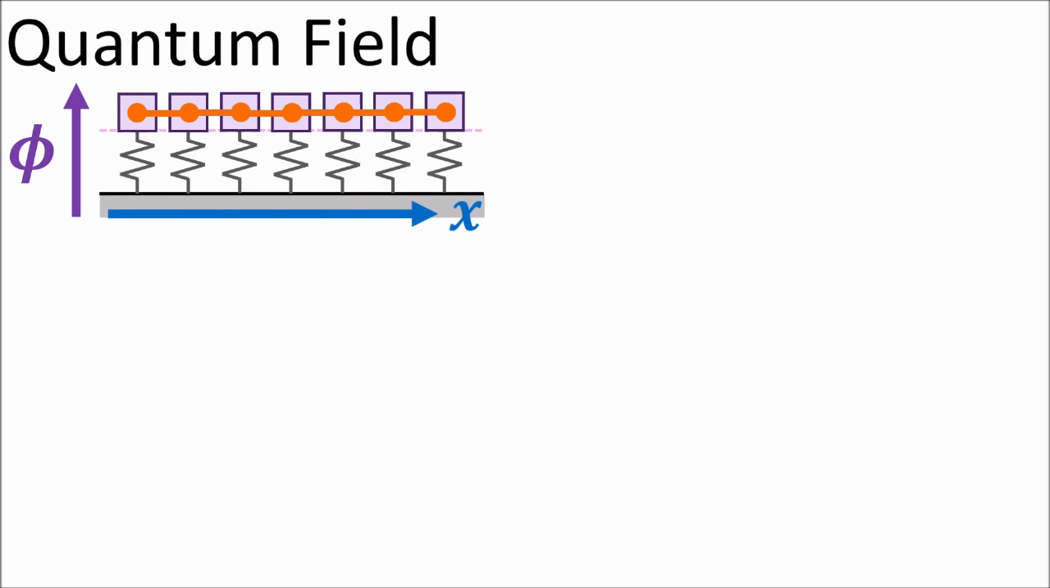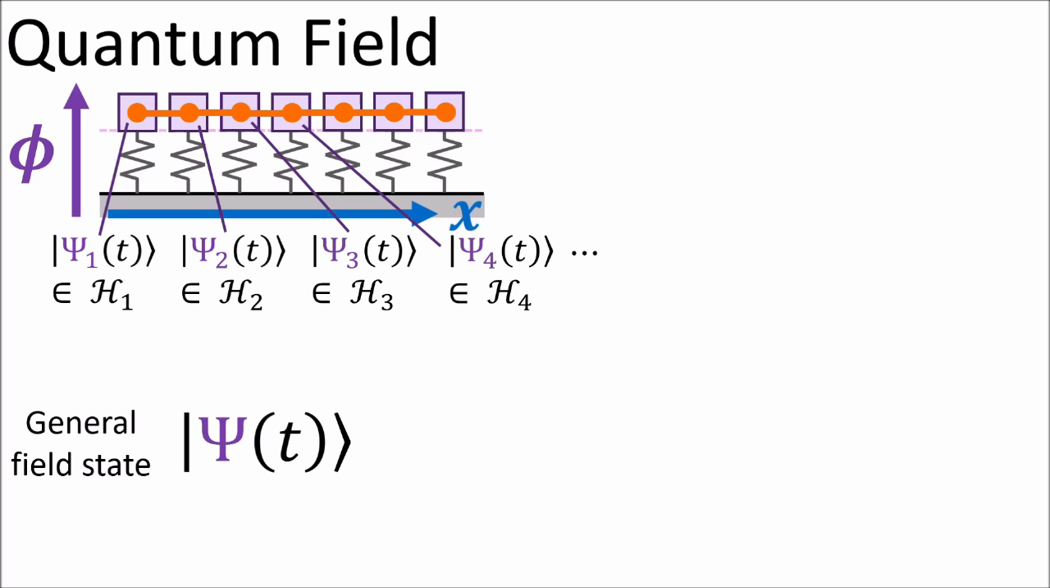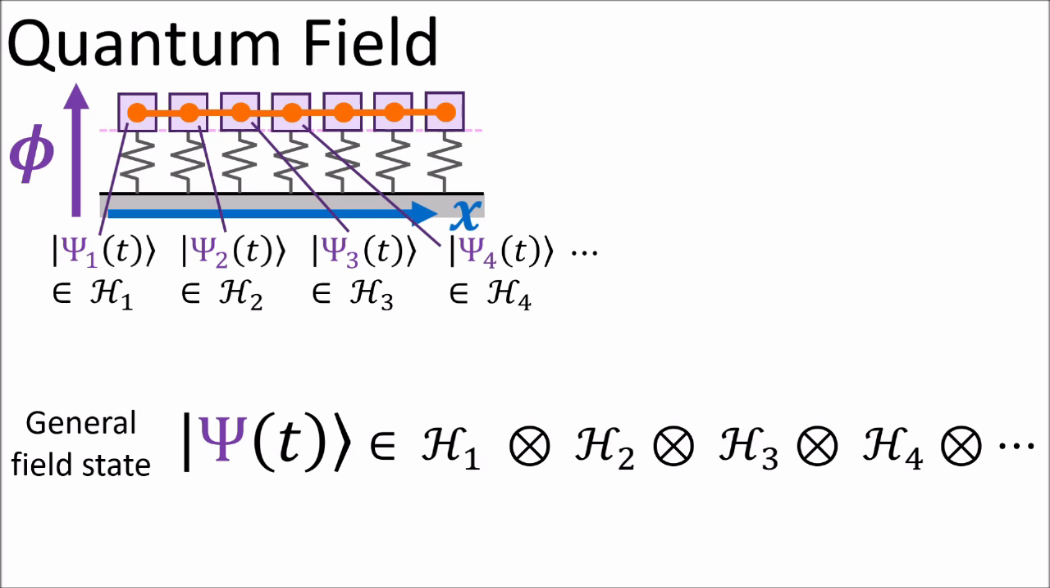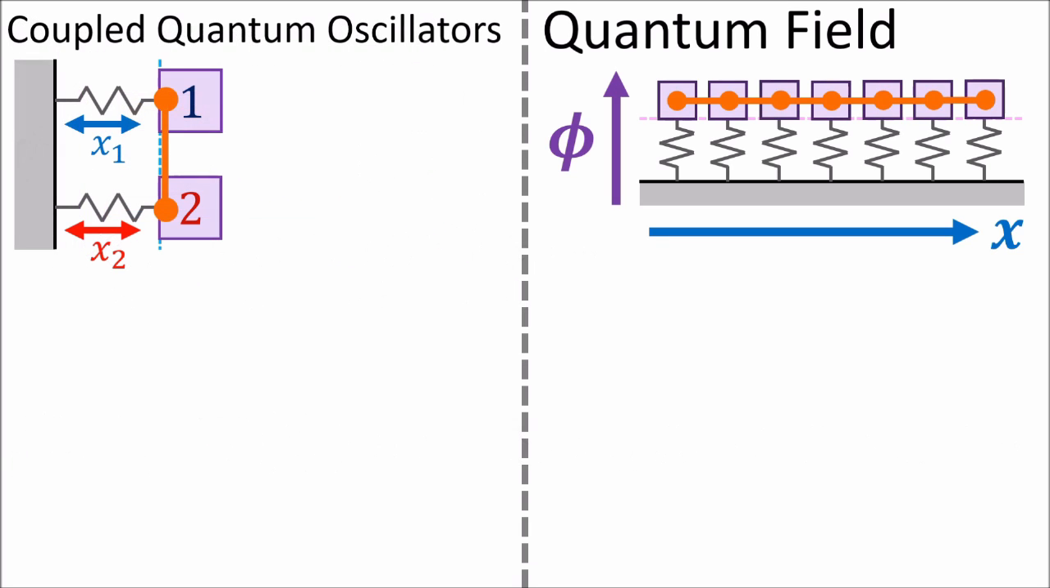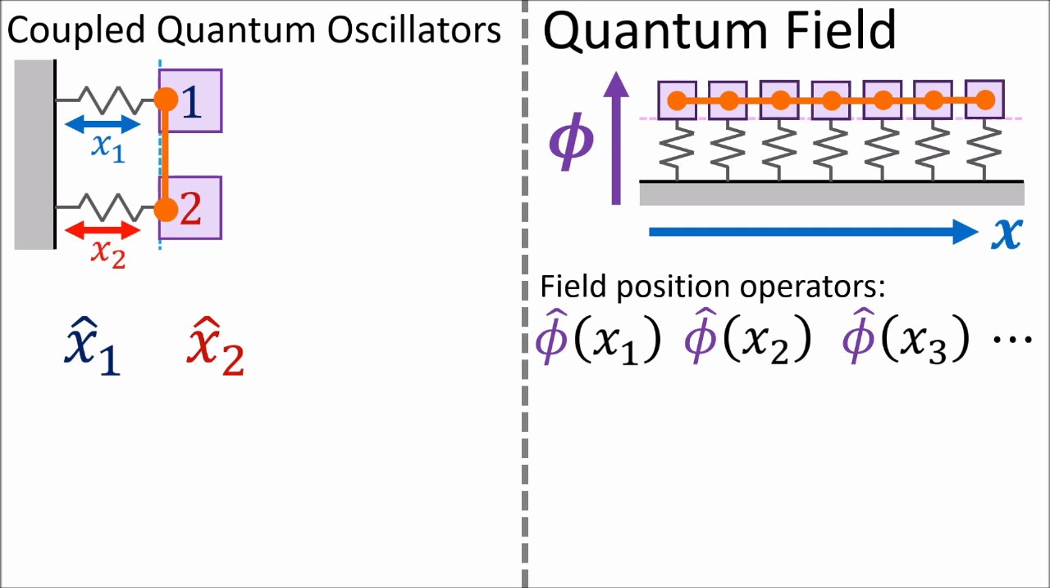Just like before, each oscillator has its own quantum state that lives in its own Hilbert space. The quantum state of the entire field lives in a space which is the tensor product of all these individual Hilbert spaces. So the coupled quantum oscillator had two position operators, x1 hat and x2 hat. Our quantum field, with its infinite oscillators, will have an infinite number of position operators, phi hat of x, for all the various x locations along the continuous x-axis.